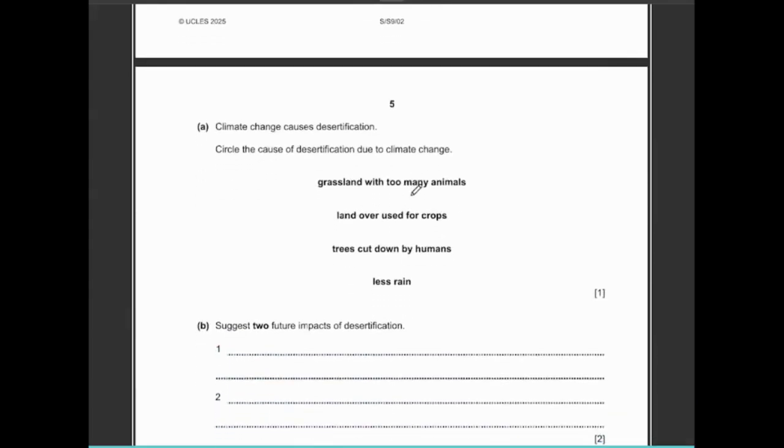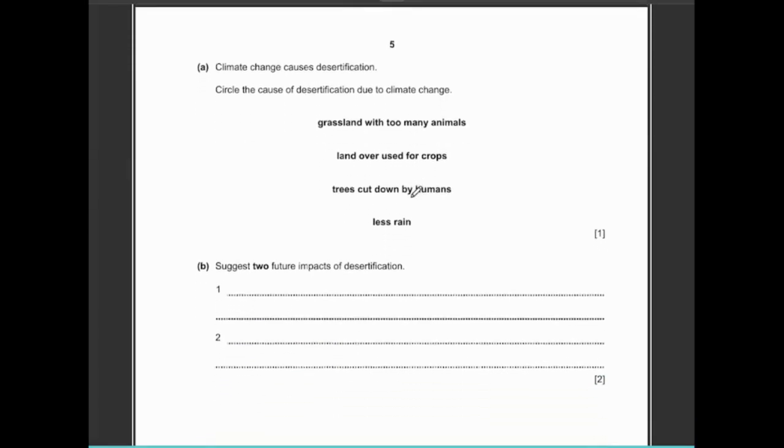Next, moving to this one here: climate change causes desertification. Circle the cause of desertification due to climate change. Grassland with too many animals. They are mentioning here climate.